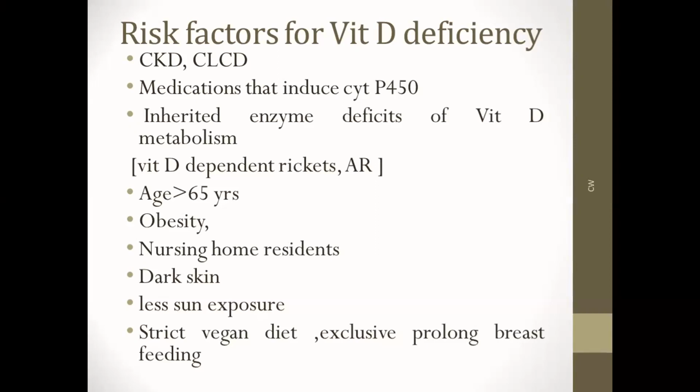Obesity, nursing home residents, people with dark skin, and those with less sun exposure. Due to the change in lifestyle, kids and adults are more likely to work indoors with less outdoor exercise, so there is less sun exposure and vitamin D production is also less. Strict vegetarian diet and exclusive prolonged breastfeeding. Kids who are breastfed for prolonged periods get less vitamin D and tend to have vitamin D deficiency, and their walking and milestones get delayed due to that.